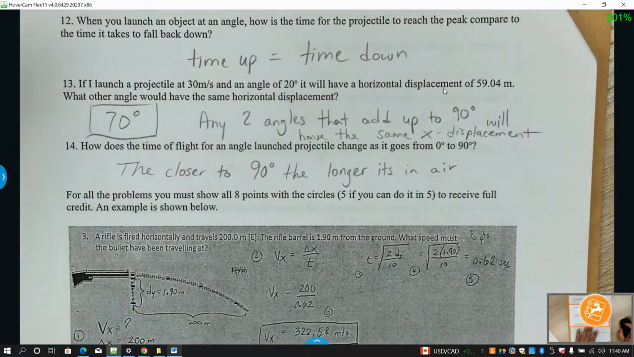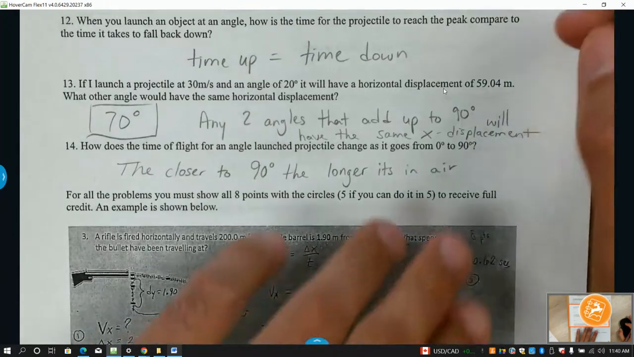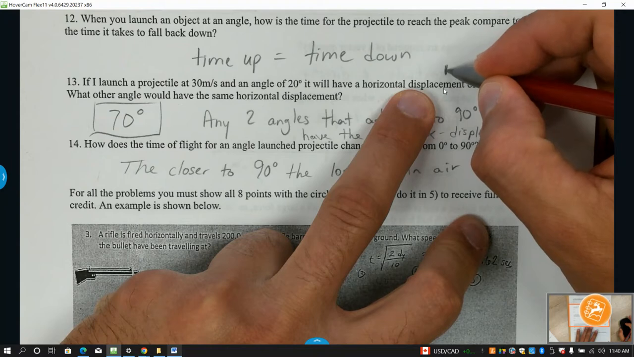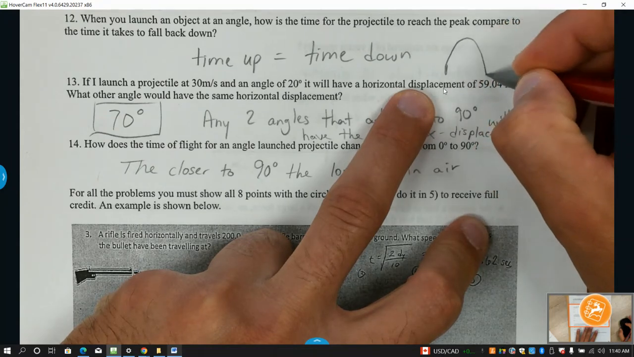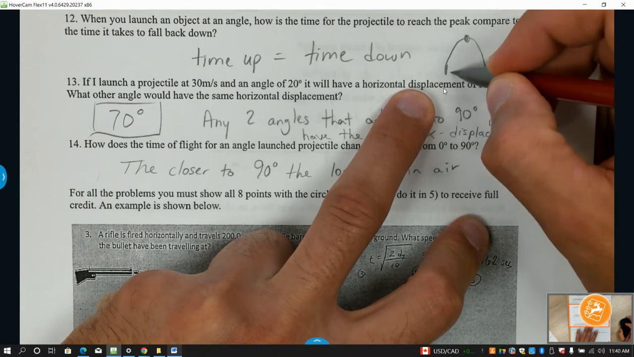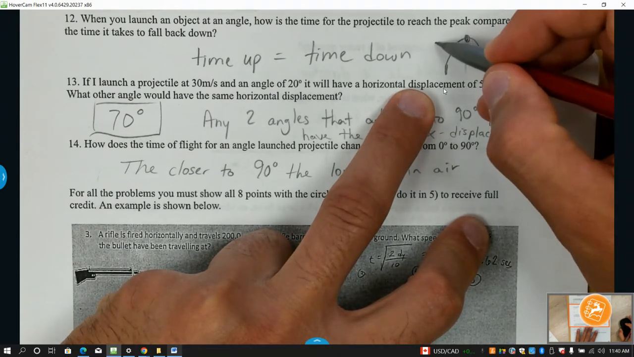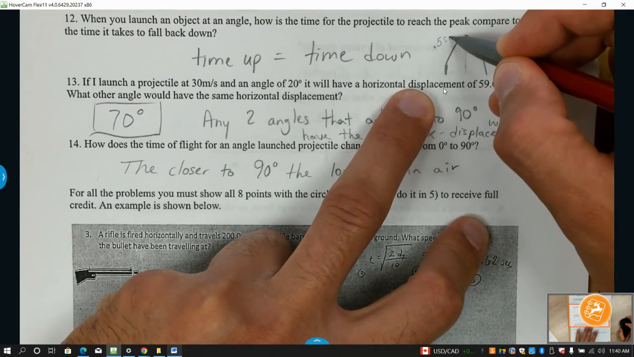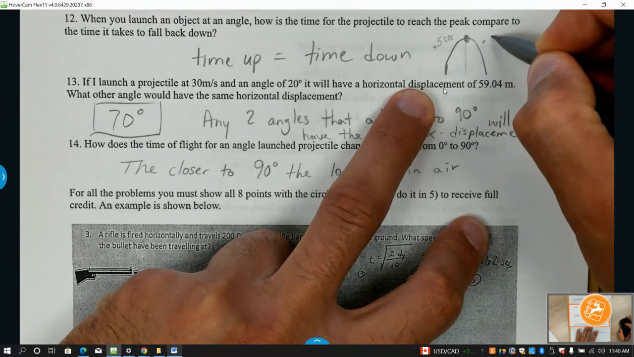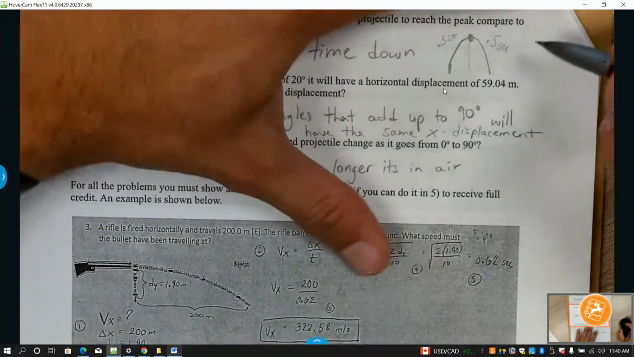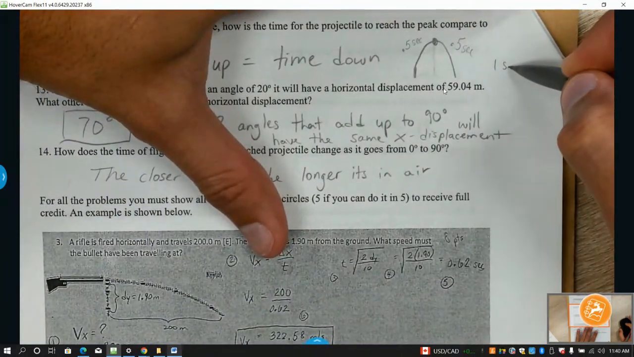If you launch an object at an angle, how is the time for the projectile to reach the peak compared to the time it takes to go back down? Same premise, you're looking at your parabola. If the time it takes to get to the top right here was 0.5 seconds, it would also take 0.5 seconds to go from the top back down, for a total air time of 1 second.